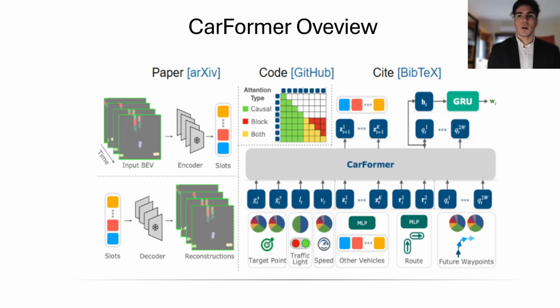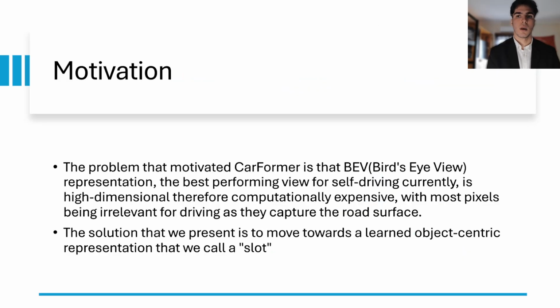CarFormer overview. To give you a quick high-level overview before we dive deep, CarFormer is a novel architecture that tackles the problem of scene representation in autonomous driving. It moves away from heavy static maps and instead uses a transformer backbone to process slots, which are learned object-centric vectors that capture the world's dynamics.